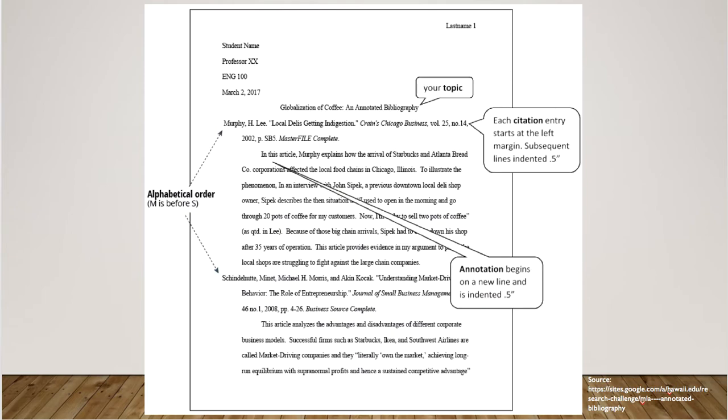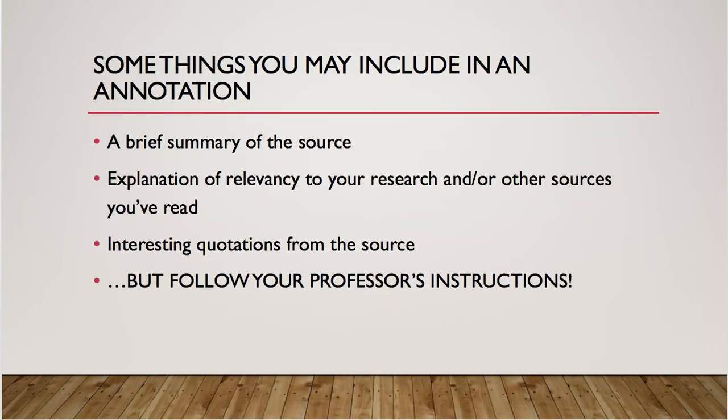Annotations can look very different, but they are generally a paragraph or so. You want to follow the instructions that your professor gave you about what to include in an annotation. In almost all annotations, however, you will begin with a brief summary of what the article, book, video, painting, tweet, etc. was about. Then you might go on to explain how the source you found will help you in your research, how it connects to other sources you've found, or you might include some interesting quotes from the source. Again, follow your professor's instructions here.